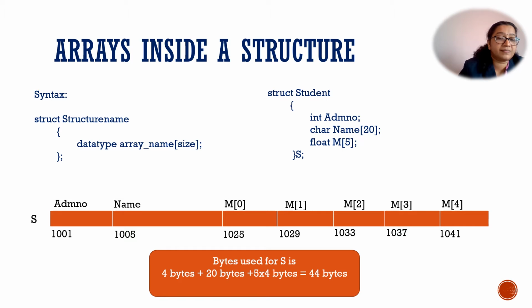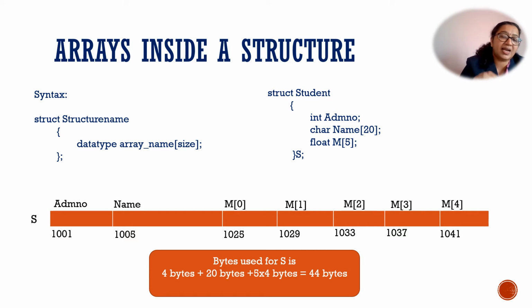Student is the user defined data type. First element is admission number, second element is name, and for that particular student we want to enter 5 subject marks. That is the meaning of this definition. We want to assign the 5 subject marks of a particular student. If we are not using an array, we would have to write M1, M2, M3, M4, M5. So better we can use M of 5. So for M we will get 5 columns. So this is the way of declaration.